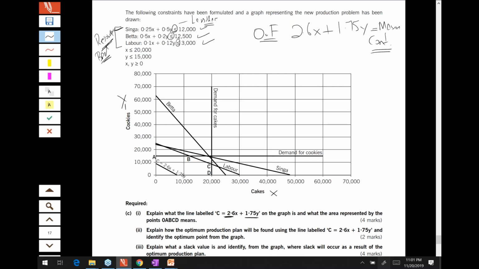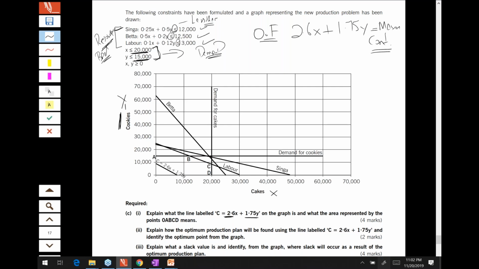You see, these are known as demand based limiting factors. What do we call these? Demand based. This means we cannot produce and sell more than 20,000 cakes, and we cannot sell more than 15,000 cookies. This is a demand based limiting factor.